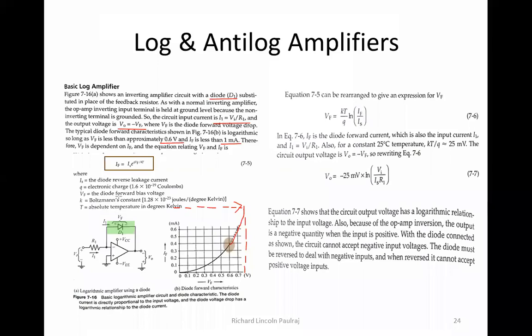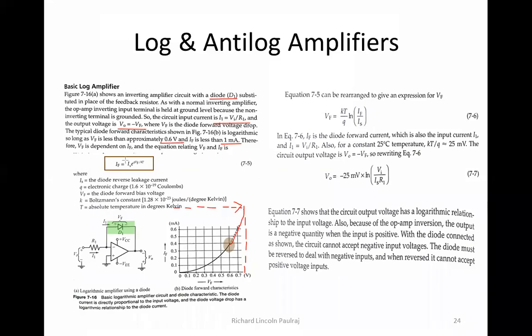But it's pretty easy to actually remember 1.6 and 1.38 into 10 raised to minus 23. Fine. So T is the absolute temperature. We are looking at the ideal room temperature, which is about 25-26 degrees centigrade, right?